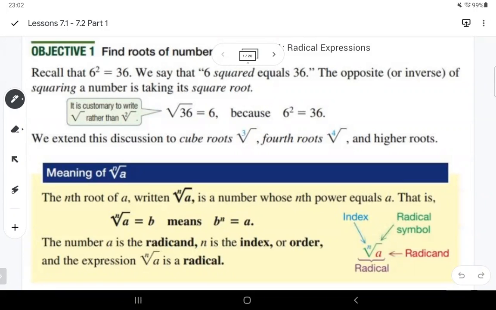If you take a look here, we have what is called the index, which is that little number inside the radical symbol. We have the radicand, which is what is underneath the radical symbol, and the whole thing altogether is called the radical.